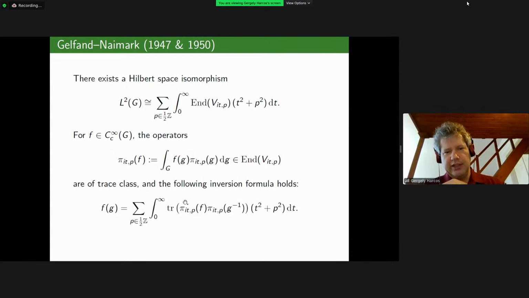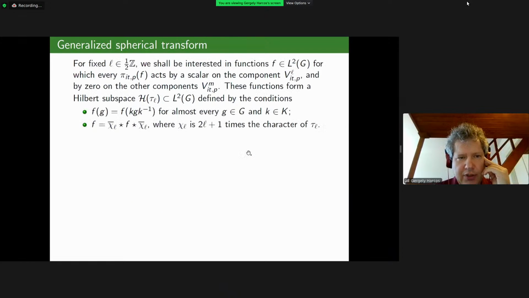So here there is really a transform given by pi(f) and an inverse transform, and you can extend these transforms to the full L2 space, and then you get an isomorphism. In particular, there is surjectivity here, which is very important. Now, I'd like to introduce, starting from this picture, the generalized spherical transform.